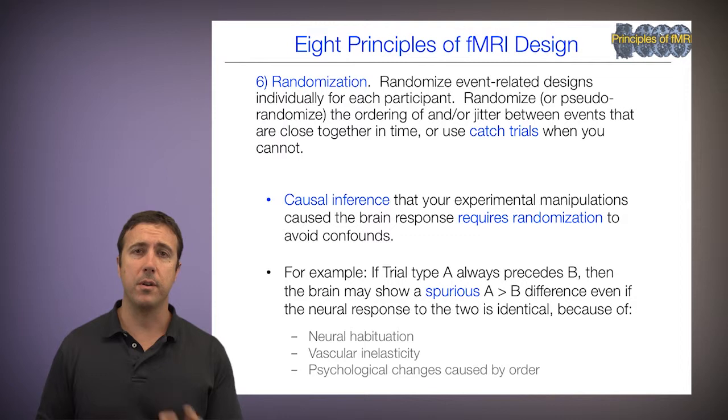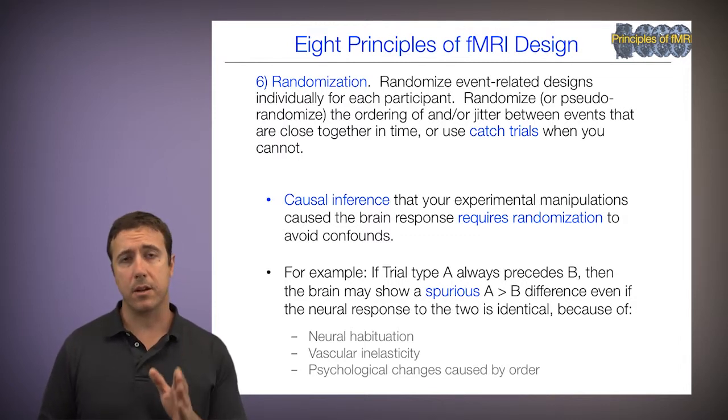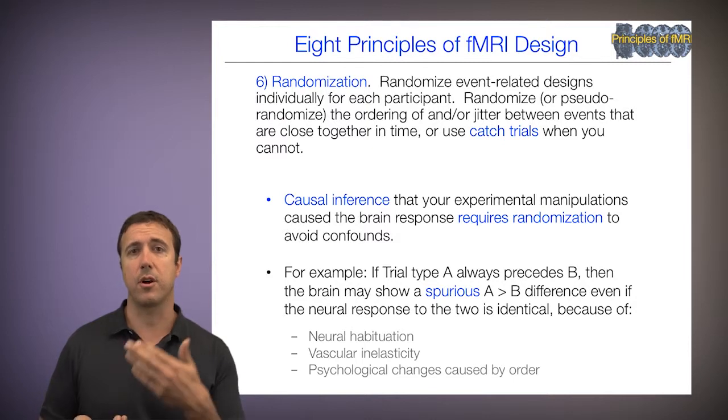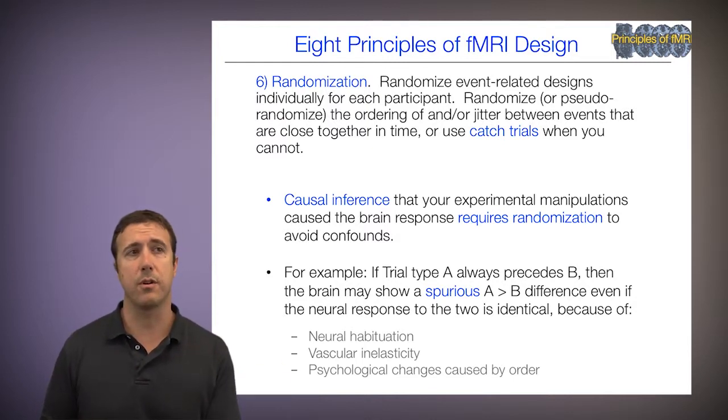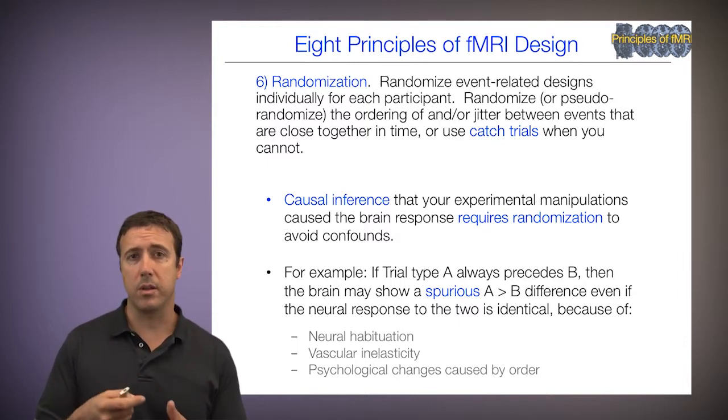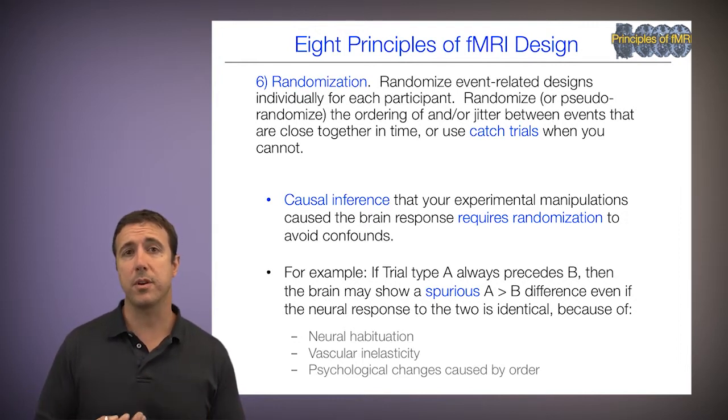So as a very fundamental principle, making the causal inference that it's the experimental manipulations that I've done that are causing the change in brain activity I've observed requires randomization to avoid confounds. And even if I randomize the design and use the same design for every person, there are systematic differences due to imperfect randomization and finite sequences of trials and length of scan that will cause confounds. And so I don't recommend using the same order of events for everybody.